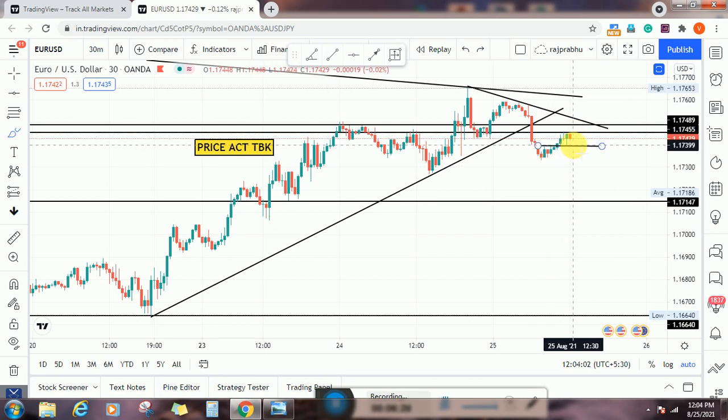I took a trade from this level. Why? Because the resistance is broken, and we can wait for a retest. If the support is broken, we can wait for the retest. But I entered aggressively here because the candle is a very big candle, so it may not take a retest, it may go directly to this level.